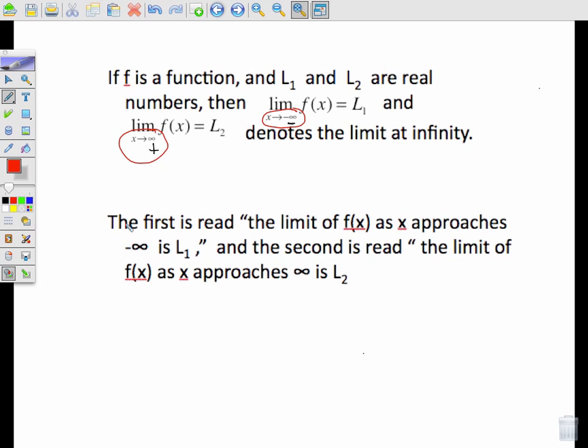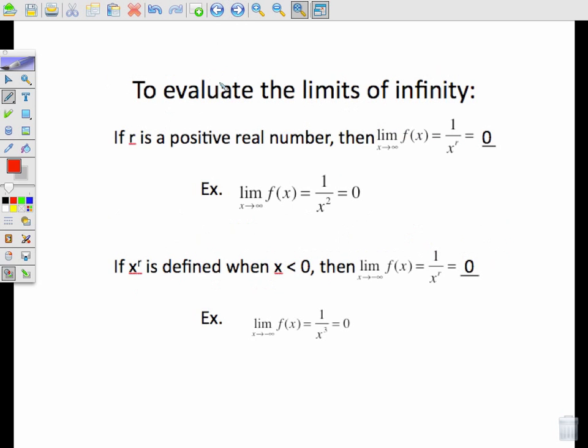So we have some things that will follow. This is just how we read the notation. The limit of f of x as x approaches negative infinity is L1, and the limit of f of x as x approaches positive infinity is L2. It's just the way that we read the mathematical statements. To evaluate the limits at infinity, we need to consider our expressions.